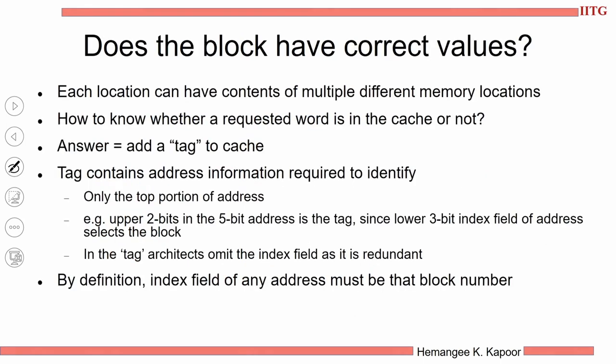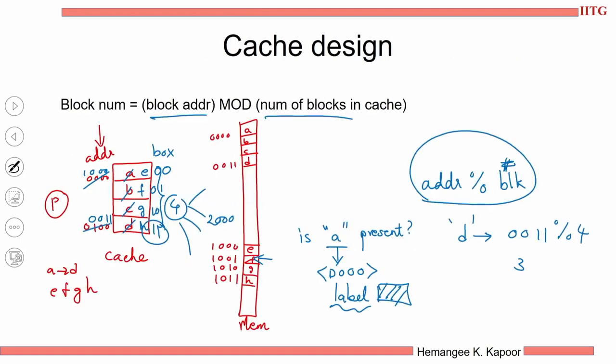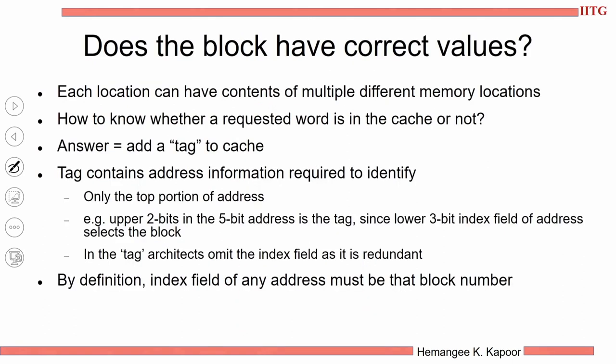The next question is, does the block have correct values? How will you identify whether the information you have is present or not present? In the previous example, when we came to the cache looking for A, we wanted to compare the label because the size of the cache was small. Hence, we kept a label which was keeping track of the source address of A. This label is nothing but a tag which we associate with the entry.